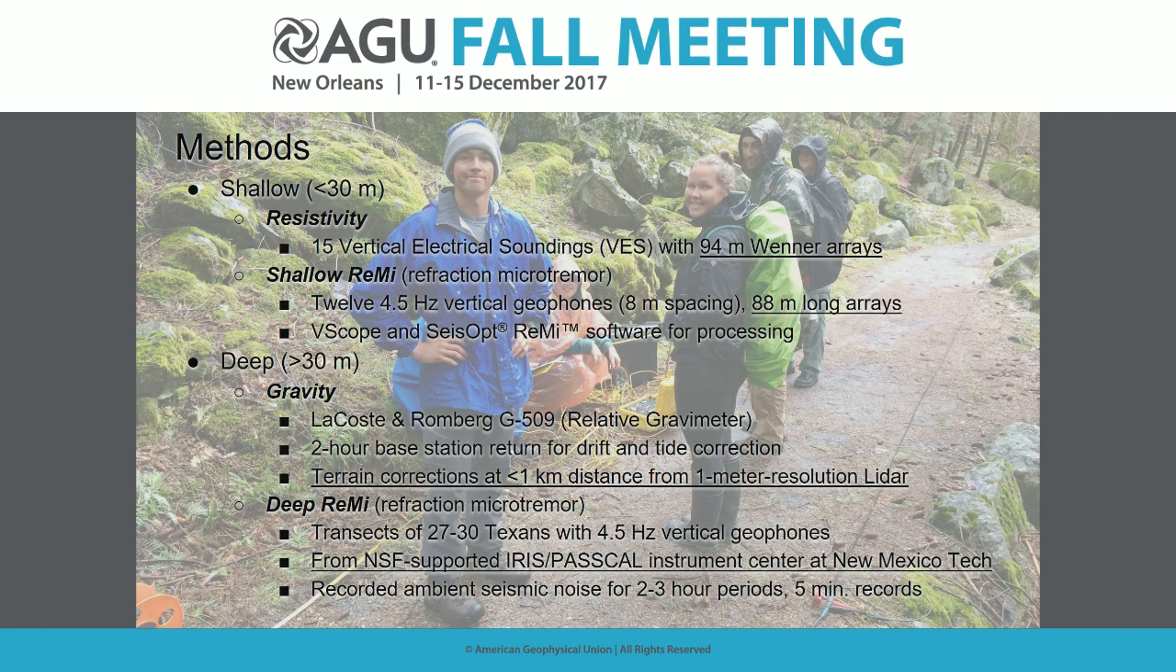For the deep REMI method that we performed, we did 4 different transects with 27 to 30 Texans. These transects were about 1 kilometer long. The Texans were provided to us from the NSF-supported IRIS PASSCAL Instrument Center at New Mexico Tech.